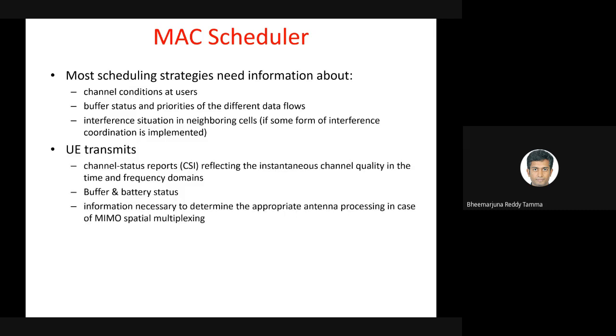To support this scheduling process, each handset transmits certain information to the base station. One is called channel state information, CSI, which basically tells the base station what the current channel is for the given user. Accordingly, the base station can figure out what MCS should be used. Each handset also has to tell the base station the current buffer status, that is, the queue length for the various queues that it is maintaining, and the remaining battery capacity at the handset. And if we are talking about MIMO, then it has to give additional information to support MIMO level processing by the base station.